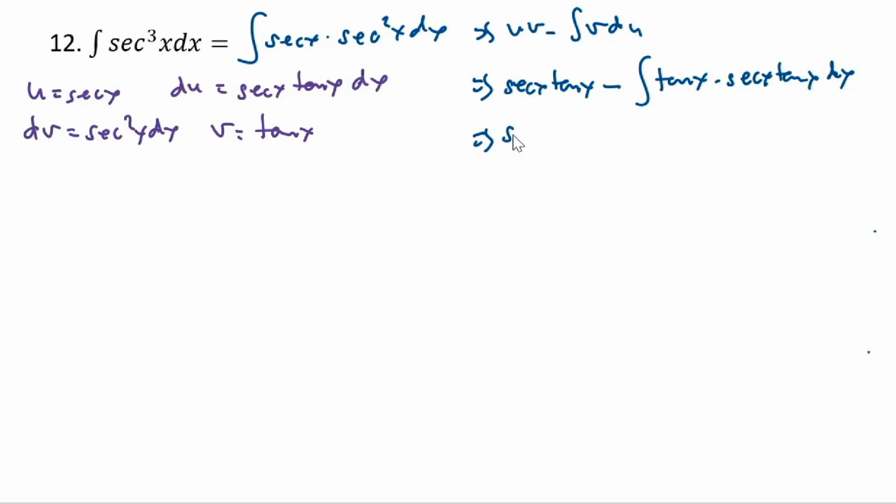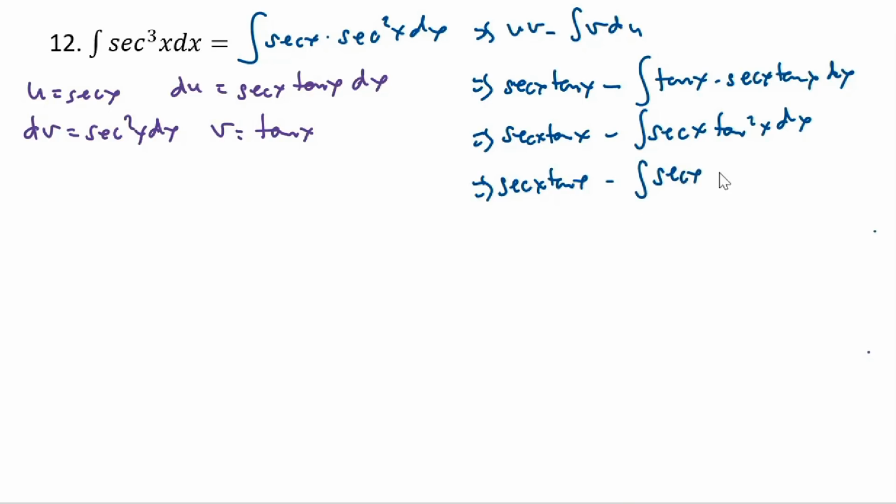Copy only the first term, secant x tangent x, minus; multiplying that one will give us the product of secant x tangent squared x dx. And rewriting again the first term, which is secant x tangent x minus the integral of secant x, and the identity of tangent squared x is secant squared x minus 1, dx.